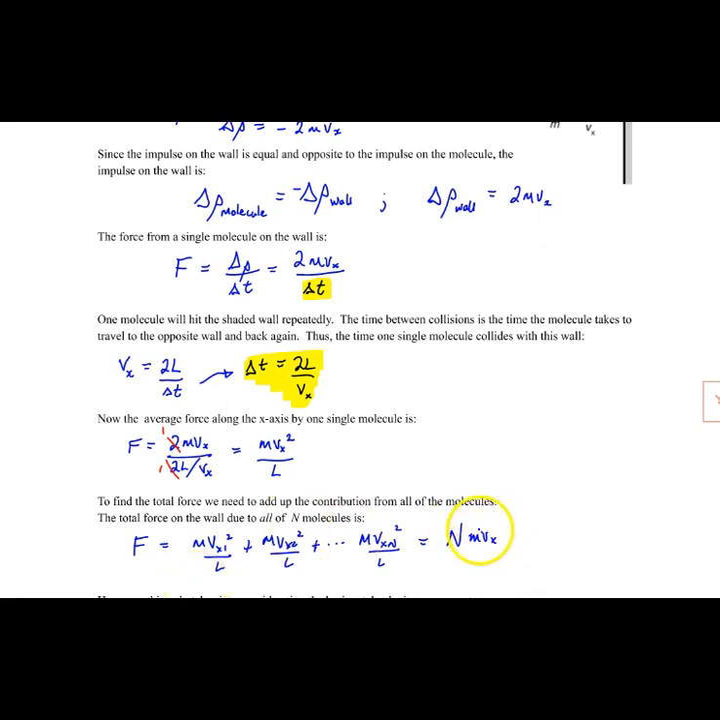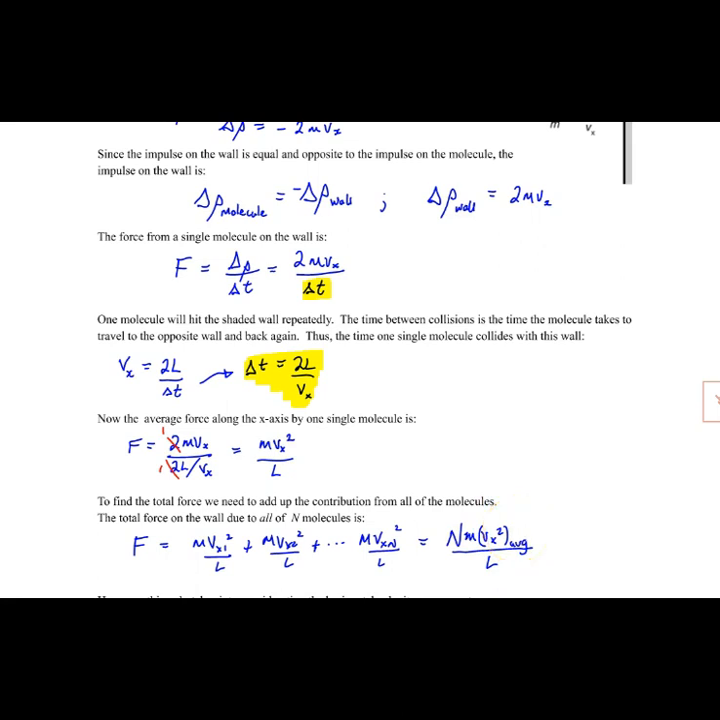If you think of it, there's a whole slew of them, and some of them are going fast and some of them are going slow. So this is mvx squared, but it's an average of them. All right, and later on in the notes I'll talk about that. That's something we call the root mean square velocity, and that's all divided by L. So this vx squared is the average of the squares of the velocities.